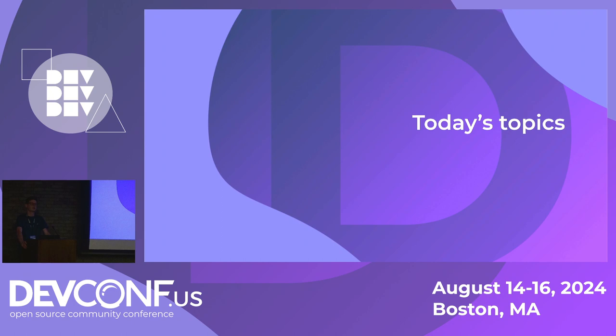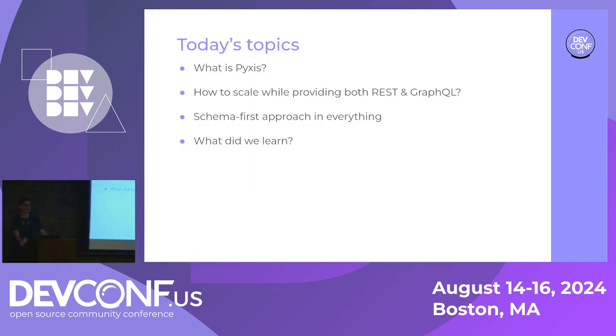Let's get started with today's topics. We'll talk about one main thing, and it is how to maintain and build an API that supports both REST and GraphQL interfaces. I will first be talking about Pyxis, which is the API in question. Then Erik will take over and walk us through how we approach solving that problem. And lastly, I'll talk about some of the experience we've had and some of the lessons that we learned along the way.